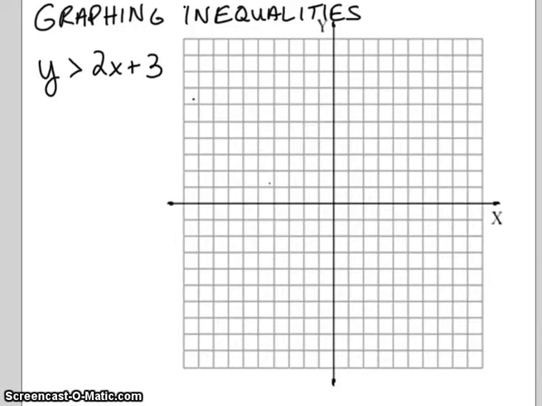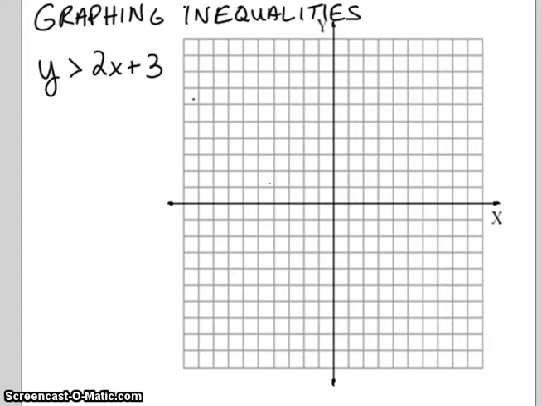Okay, so now we're on to graphing inequalities. And for this section, you have an extra space below on the first page. This is for you to write your notes down, because there are different steps to solve for graphing inequalities. Graphing inequalities is similar to graphing linear equations.